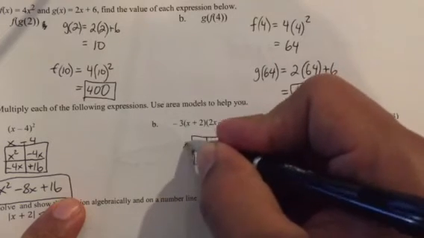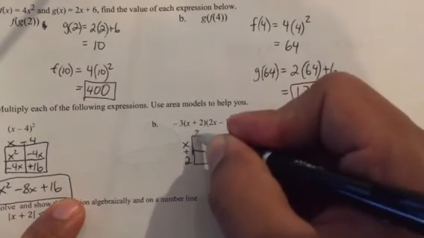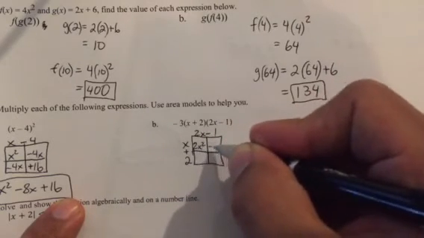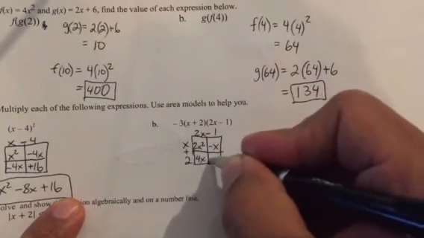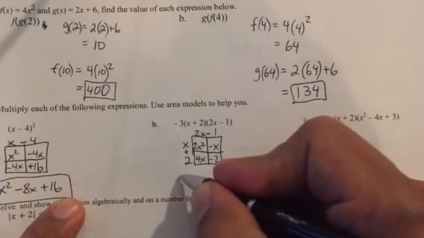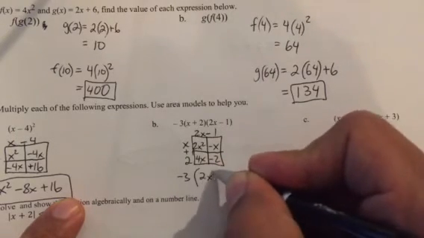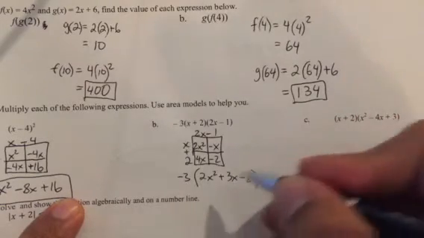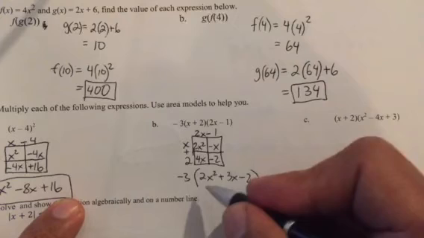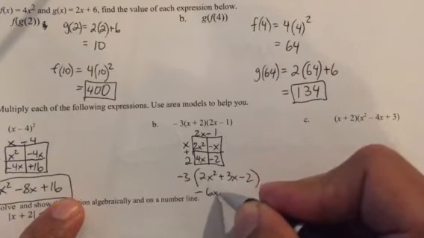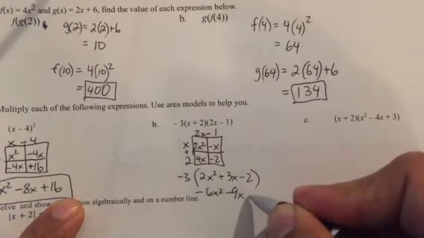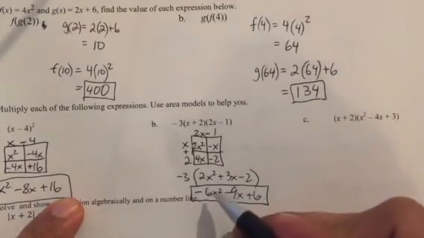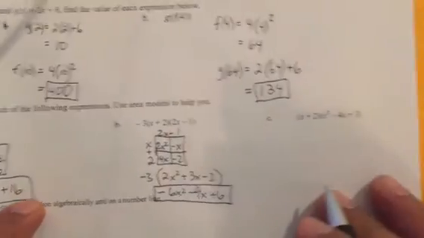So this is going to be x plus 2, 2x minus 1. I'm going to get 2x squared, negative x, 4x, negative 2. So I'm going to get negative 3 times 2x squared plus 3x minus 2. And my final answer, I just need to distribute the negative 3, so I'm going to get negative 6x squared minus 9x plus 6. And this is my final answer right here. Negative 6x squared minus 9x plus 6.